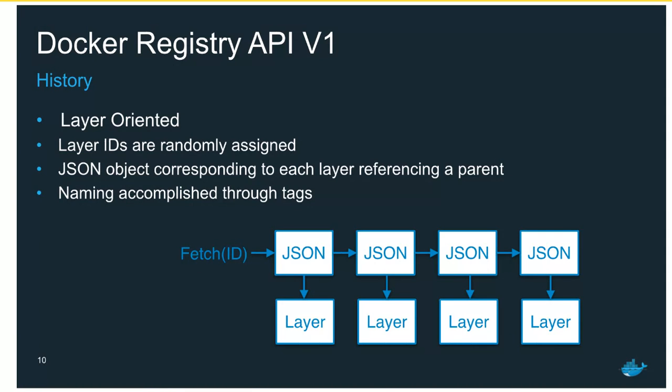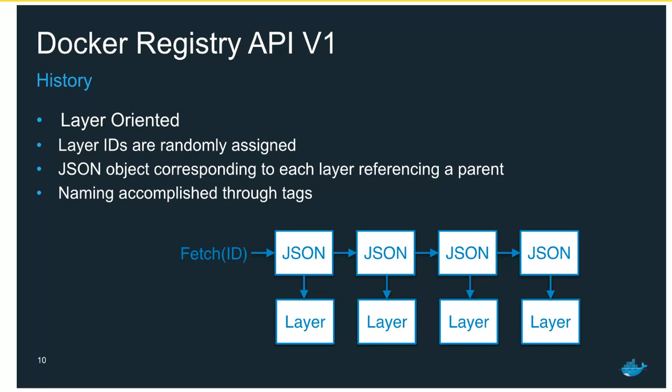So the current Docker Registry API, or version 1, is layer-oriented. Each layer is referenced with a randomly assigned ID, and that's part of the registry. So each registry that you have might have a different ID for each layer, depending on when it was assigned and how it was assigned. It's completely random. And then we have a JSON object corresponding to each layer, referencing a parent. And then we name our images through something called tags, effectively.